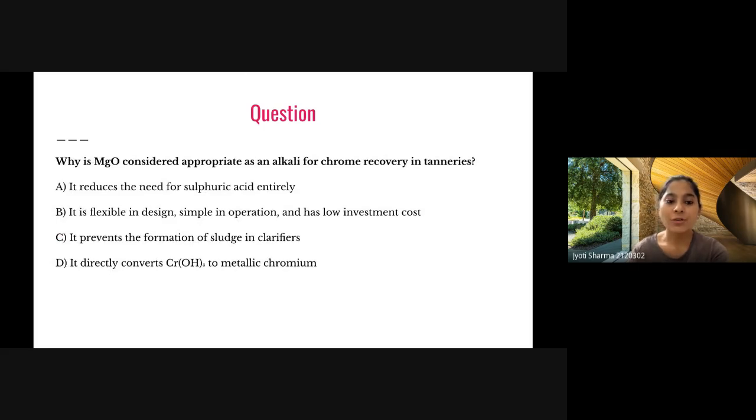Why is MgO considered appropriate as an alkali for chrome recovery in tanneries? Why are we using MgO? It reduces the need for sulfuric acid entirely. It is flexible in design, simple in operation, and has low investment cost. It prevents the formation of sludge in clarifier. It directly converts chromium hydroxide into metallic chromium. You both gave me a B answer, and this is exactly the right answer, that it is flexible in design, simple in operation, and has low investment cost.